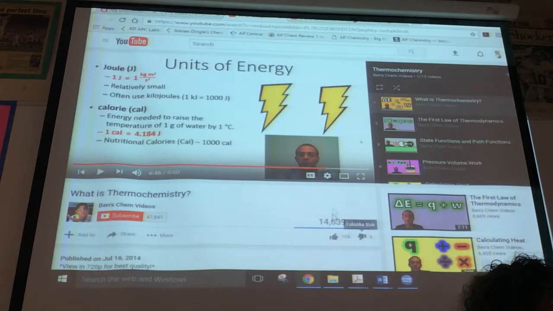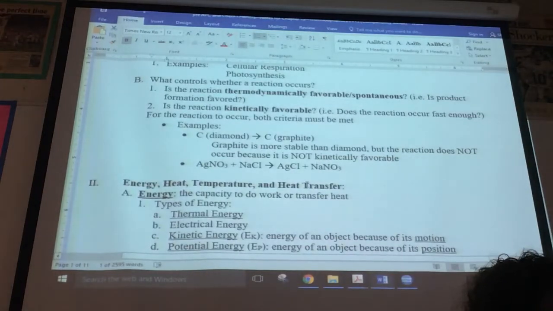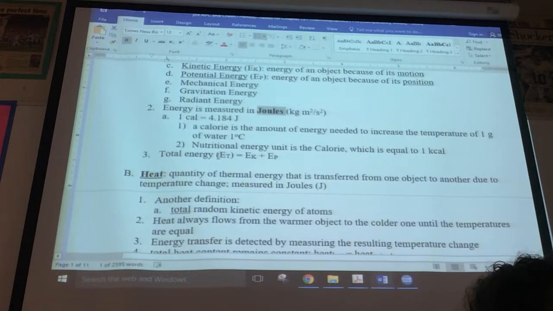So basically what Ben did is he just reviewed a lot of what we talked about. So hopefully that really ironed out or cemented some concepts for you. And again, the total energy is the sum of the kinetic and the potential energy. And we'll be talking about the nutritional energy unit, the calorie, in the laboratory next week.